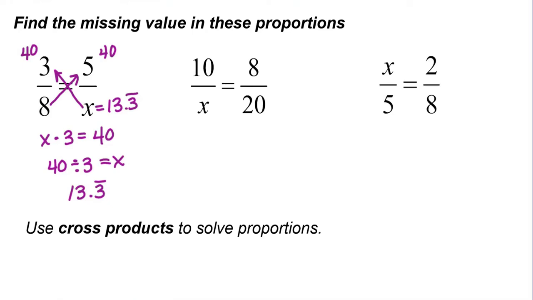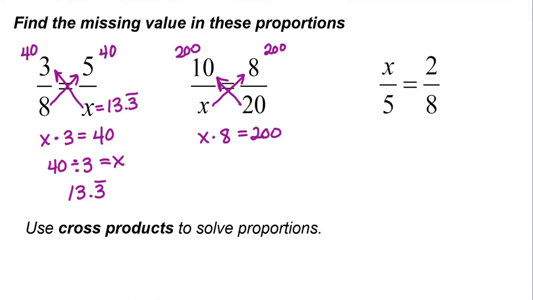Vertically and horizontally, not great relationships here. There are no multiples or factors of 8 anywhere here. So I'm going to use my cross products. I know this cross product, 20 times 10, is 200. So this cross product also has to be 200. So now I'm thinking, what times 8 would give me 200?